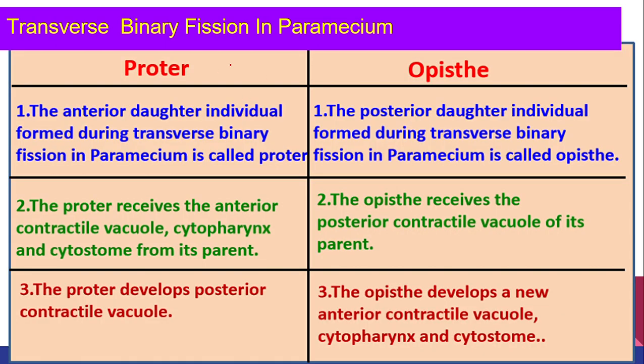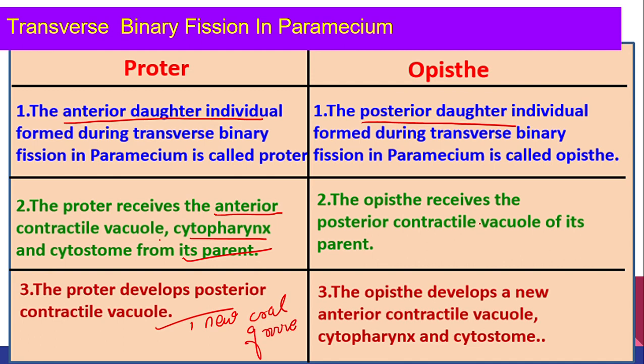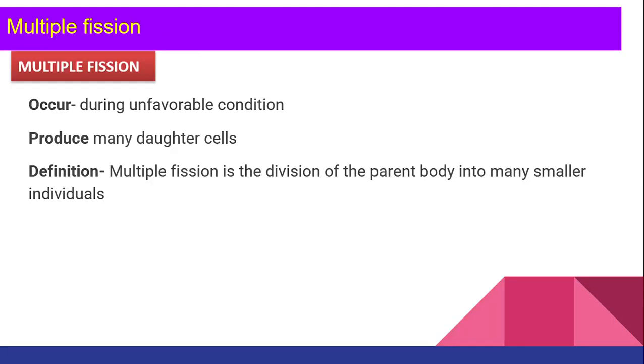Now, when we talk about the difference between proter and opisthe, it is the anterior daughter cell and this one is the posterior daughter cell. Proter is going to receive the anterior contractile vacuole, cytopharynx and cytostome from the parent itself. It is not going to develop them. The proter develops the posterior contractile vacuole and new oral groove, right? And when we talk about opisthe, it receives only and only the posterior contractile vacuole. All the other things are going to be developed by the daughter cell, right?